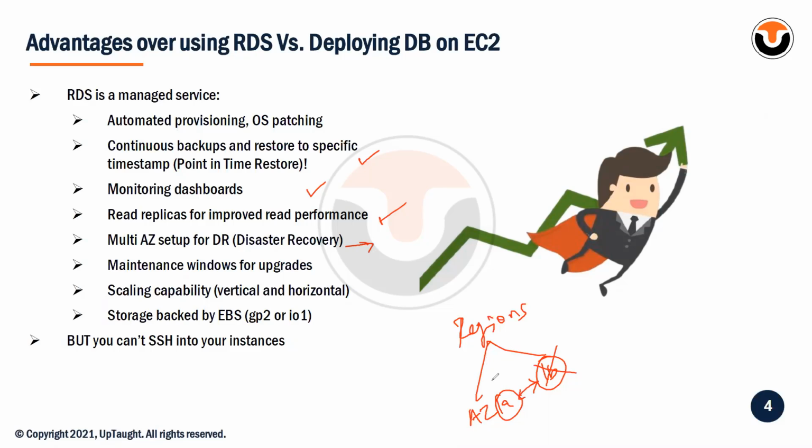What they do is they create a primary instance, and say here's a primary, this is a standby instance they'll create. In case this goes down, your standby instance will get activated. So that's what they're talking about: Multi-AZ setup for disaster recovery.